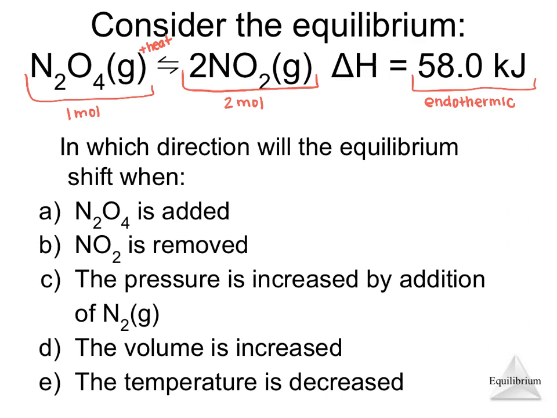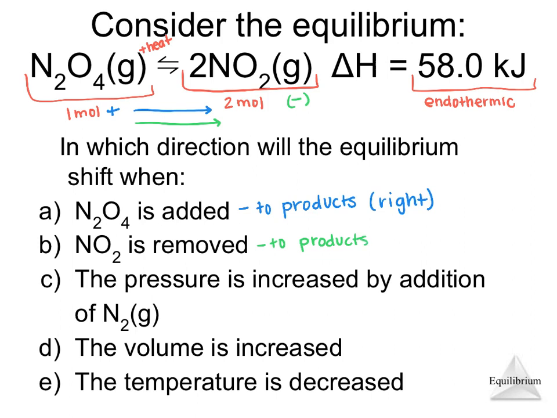So part A says we add N2O4. So if we add the N2O4, it wants to use that up, which means that it's going to shift towards the products, which is to the right. Okay. If we remove NO2, it wants to fill that back in. So again, it's going to shift towards the products, which is to the right.